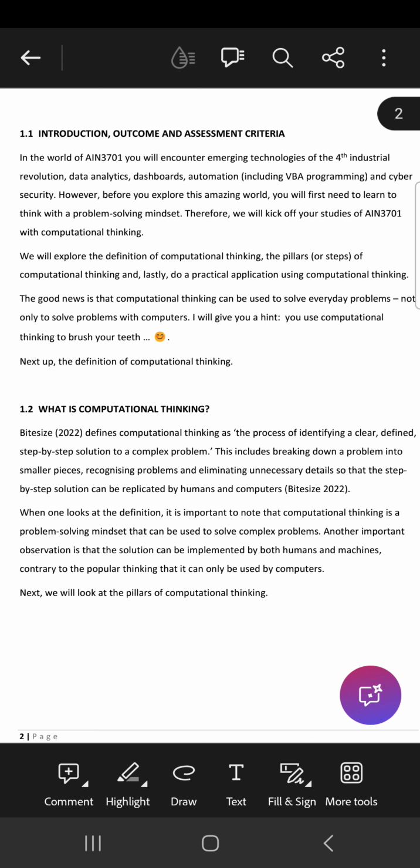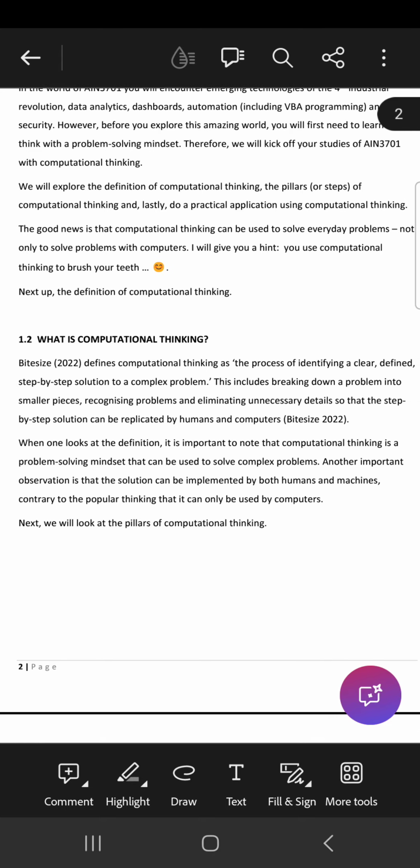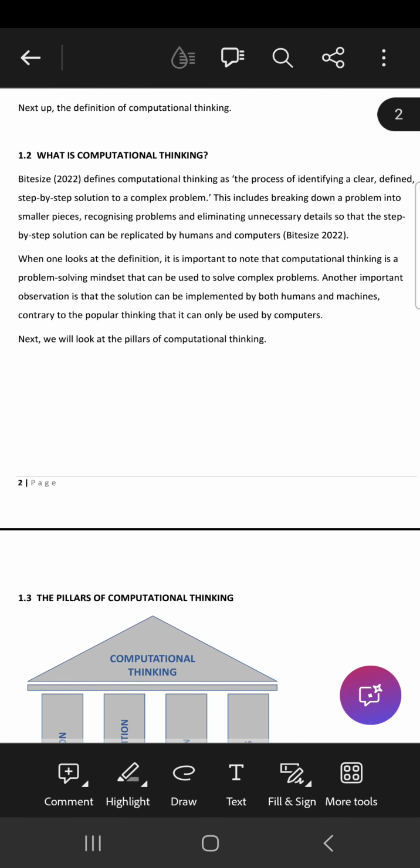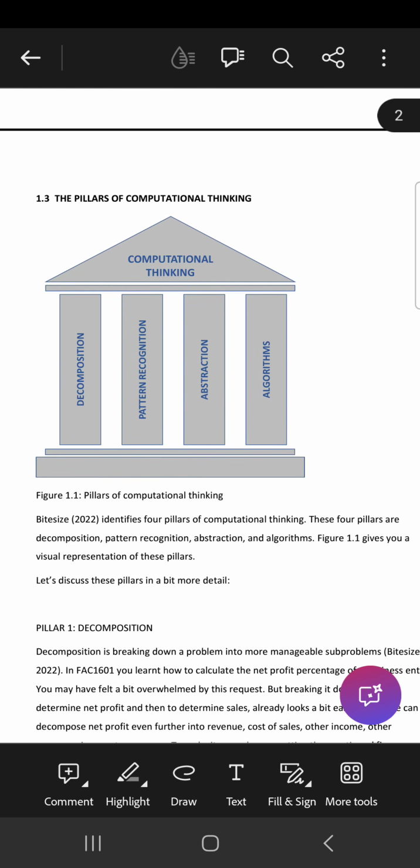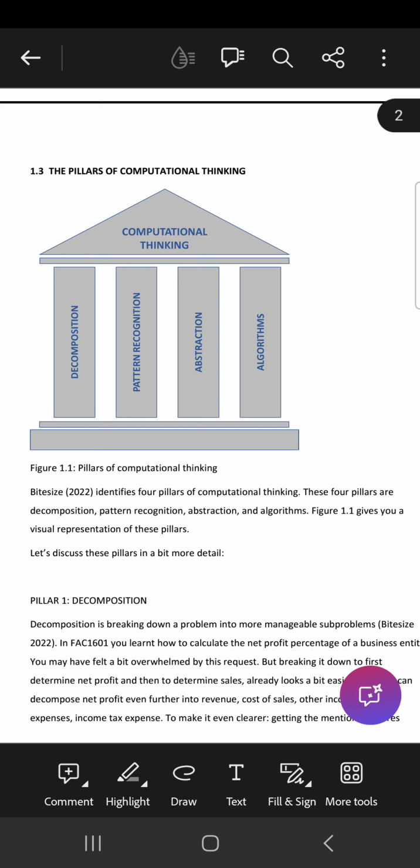Okay, so that is computational thinking. I'm not going to look at it in more detail than that. The next video that we will look at will go a lot deeper into the concept of computational thinking, and it will revolve around the pillars of computational thinking. So definitely something for you guys to think about at this point and to start looking at how you can apply it practically.